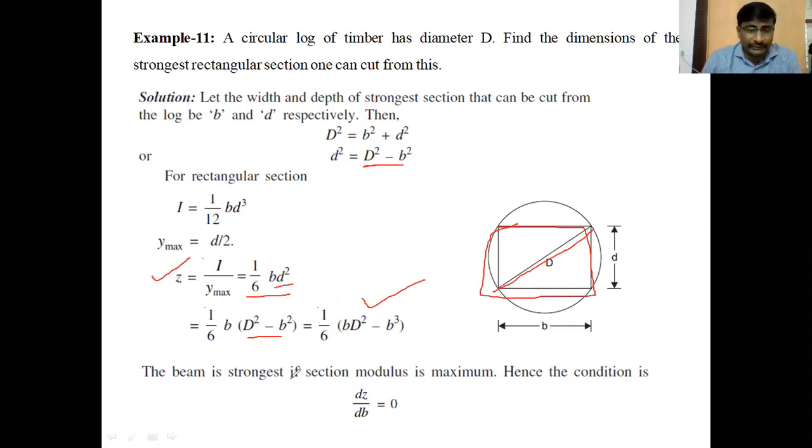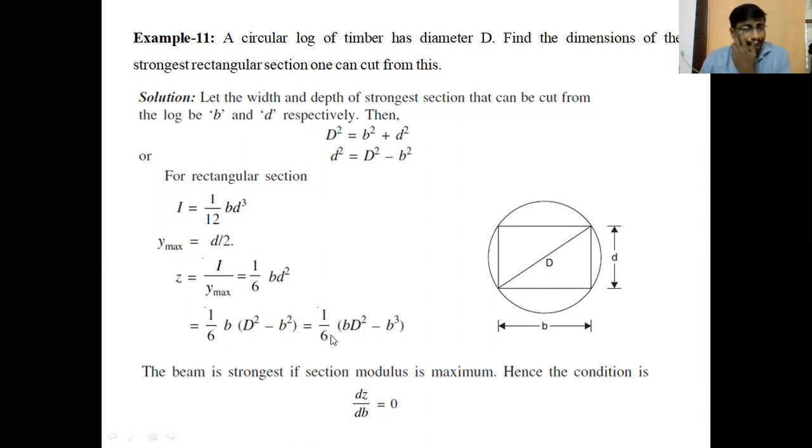The beam is strongest when the section modulus is maximum for that section. If the Z value is maximum for the rectangular section, that beam is strongest. Hence, how do we get the maximum section modulus? We differentiate the section modulus equation with respect to breadth, because the section modulus is in terms of b and capital D. D is the diameter of the circular section, which is constant given in the problem. We cannot change the diameter of the circular section.